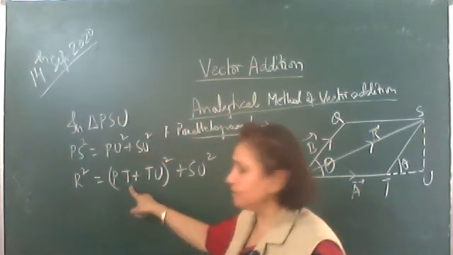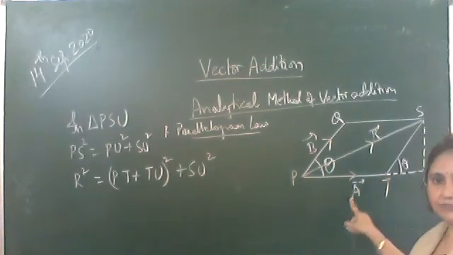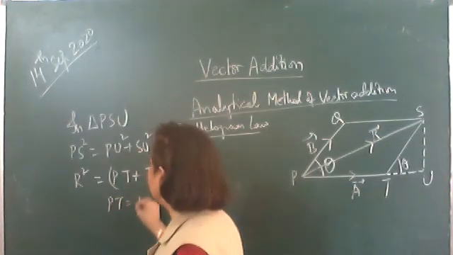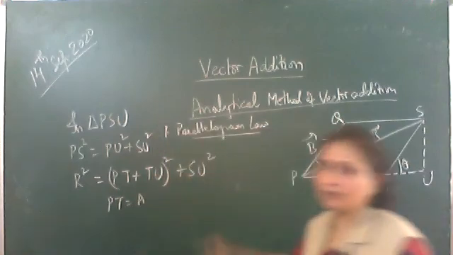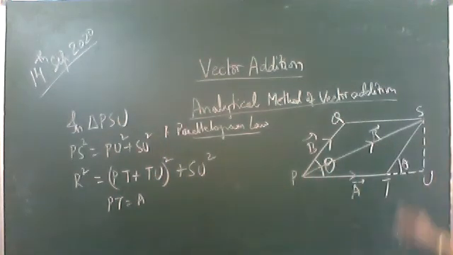Now what is this PT? PT is the length of the line of A vector. So PT is equal to magnitude of A vector. Now let us find out TU and SU. So find out the magnitude of the TU. Now come back to this triangle. In triangle STU, find out sine theta and cos theta. You will get SU and TU.